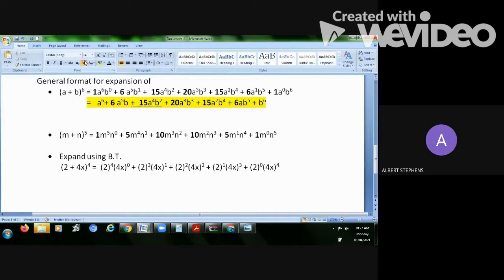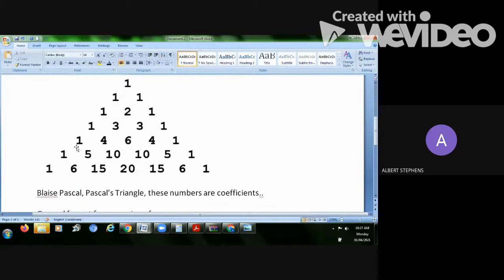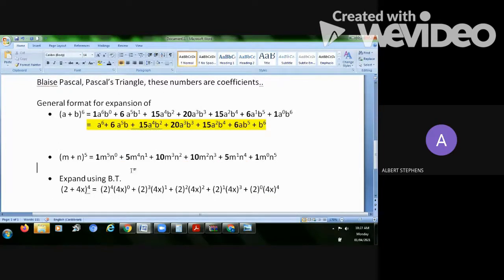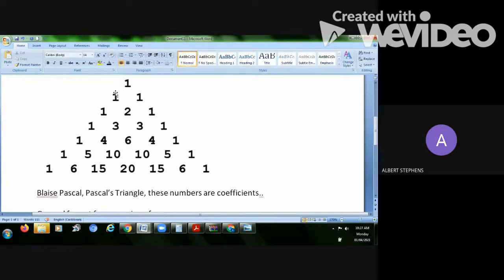All right. Very good. Everybody following? Yes, sir. So this is n equals what? 4. So let's go to Pascal's triangle to get the coefficients. So n equals 0, that's 0, 1, 2, 3, 4. So the numbers we're going to use: 1, 4, 6, 4, 1.